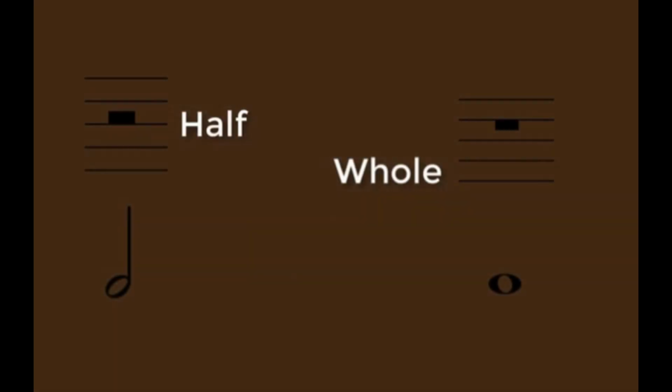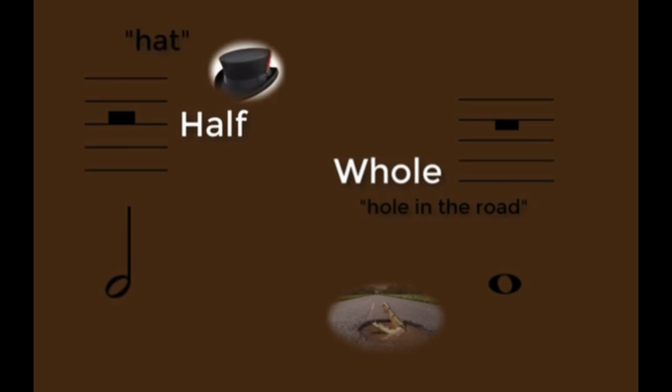Now there's a couple little tricks that I used years ago to determine what kind of rest is what. If you notice that the whole rest and the half rest look similar, I used to think of the whole rest as a hole in the road. And the half rest, well, kind of looks like a hat. So that's the correlation I made.